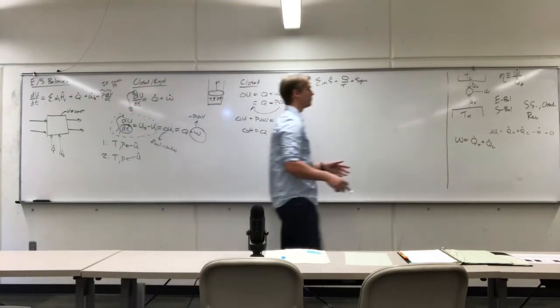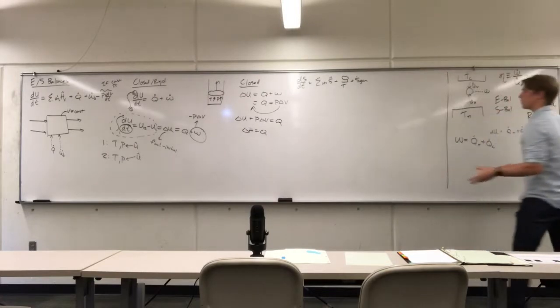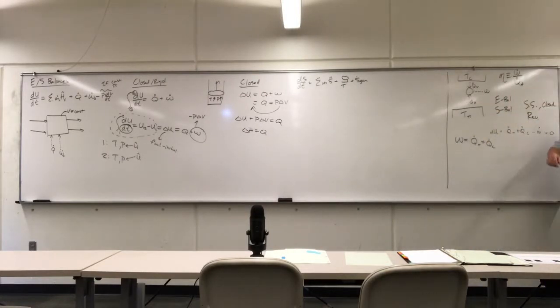What's our system? Can someone tell me what my system is here? It's a Carnot cycle, you said, right? Yeah, this is the Carnot cycle right here. This is the magic system that we're trying to figure out the rules that govern. So that's the system. Let's go to our entropy balance.